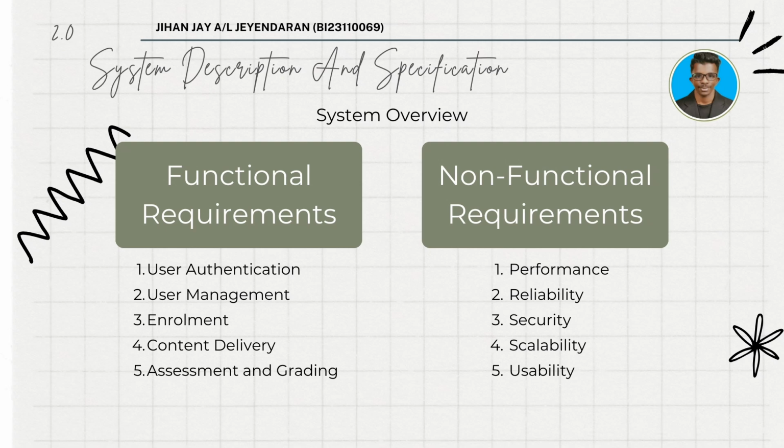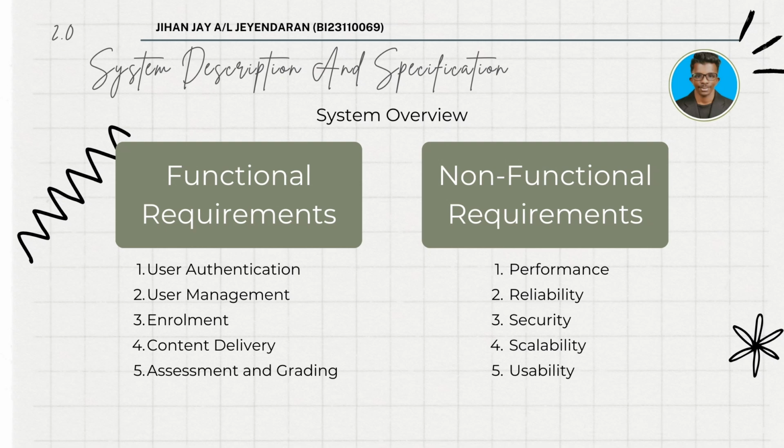Next, I have enrollment. Students should be able to enroll in the course. Enrollment is based on the courses the student takes in the semester, and they can search for it. Next, we have content delivery. The iTEL system supports various types of content delivery such as video, documents, and quizzes. It also tracks the progress of students as they go through the course material.